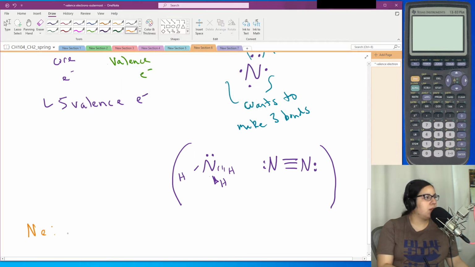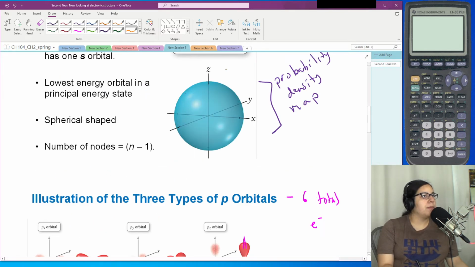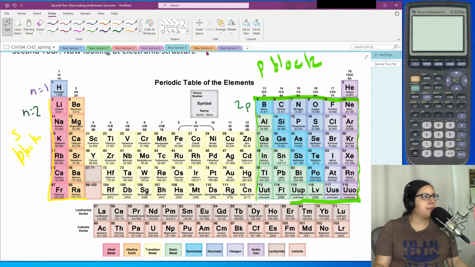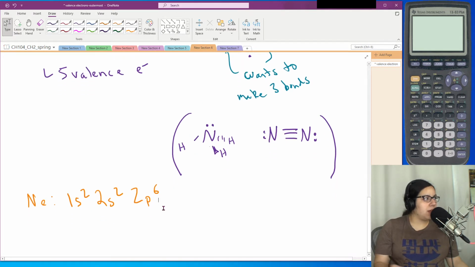So neon, let's go ahead and write the full electron configuration. So we always start at our 1s. So fill up my 1s, then 2s2, 2p6. That gives me 10 total electrons, which we were expecting since it's atomic number 10. Of course, 8 valence electrons.